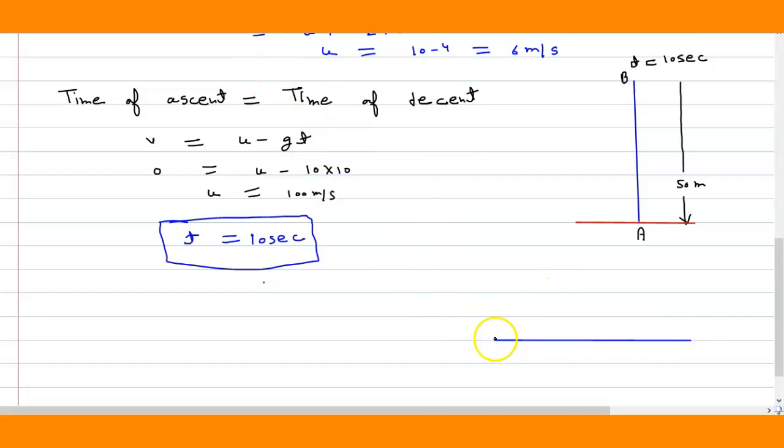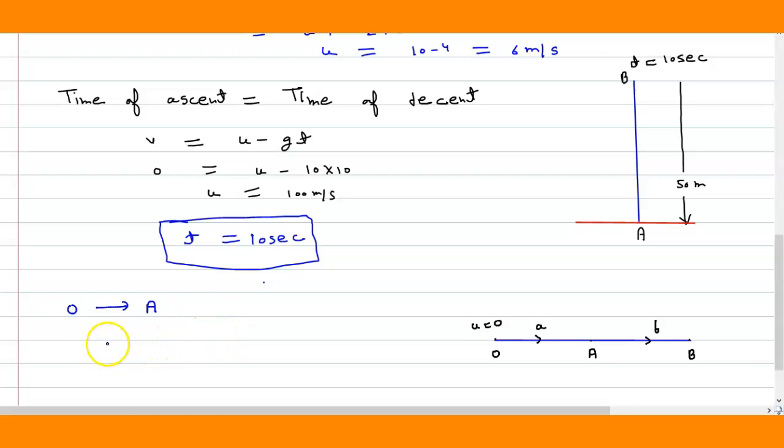Suppose a car is traveling from position O and at this point its initial velocity is 0. Again it comes to A, then again it comes to B. From O to A it is moving with acceleration A, and from A to B it is moving with retardation B. Total time is given as T.